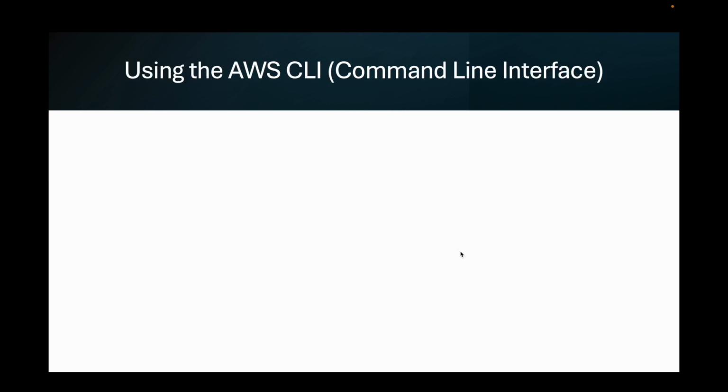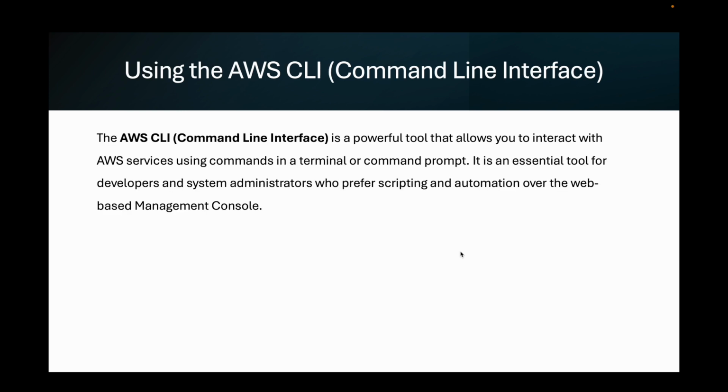Next, let's look at using the AWS CLI, which is the command line interface. The AWS CLI, which is completely opposite of the AWS Management Console, just FYI, is a powerful tool that allows you to interact with the AWS services using commands in a terminal or command prompt. It is an essential tool for developers and system administrators who prefer scripting and automation over the web-based management console.